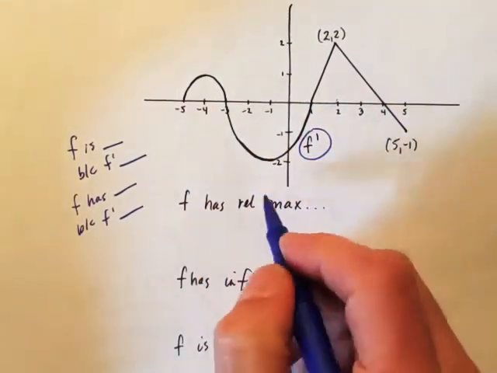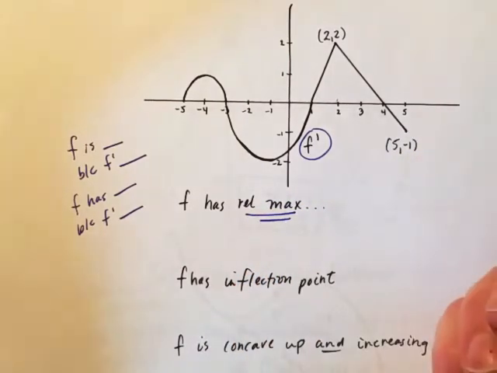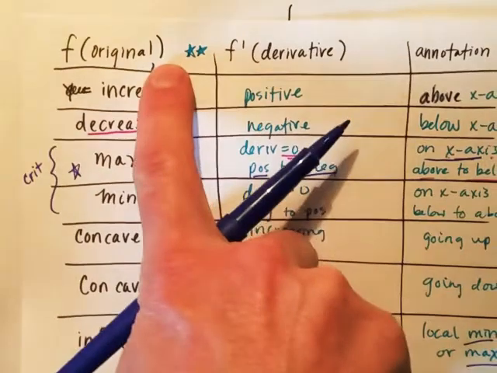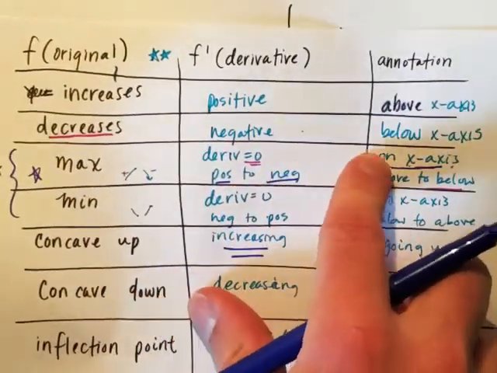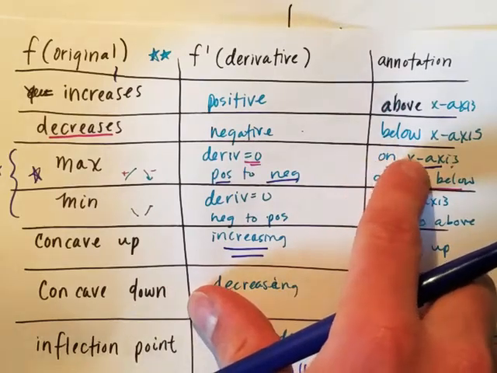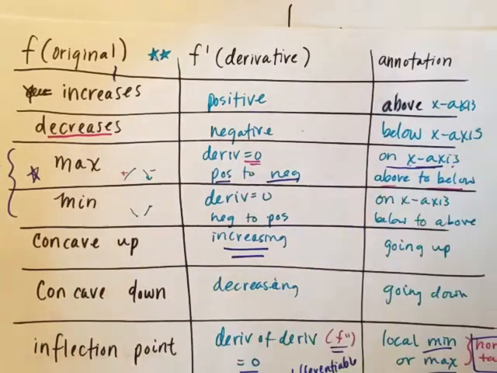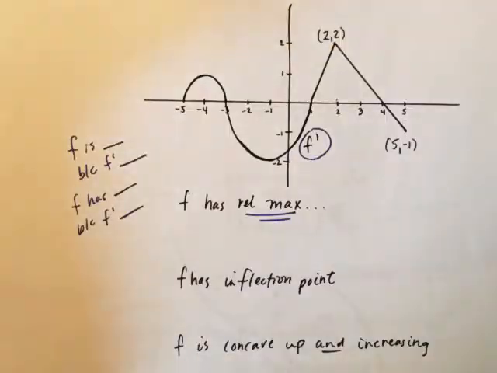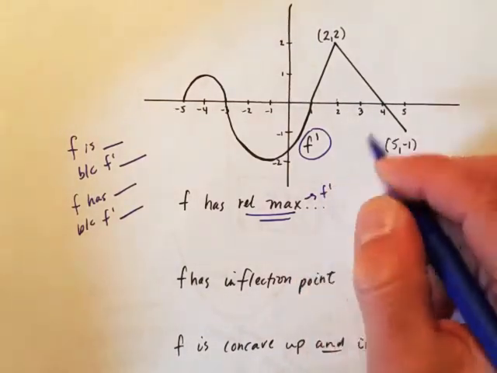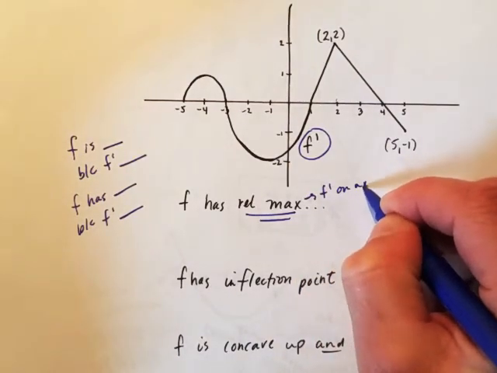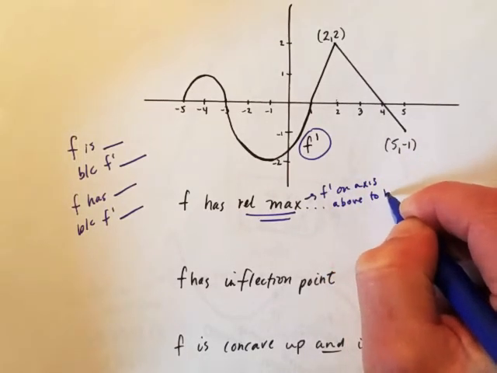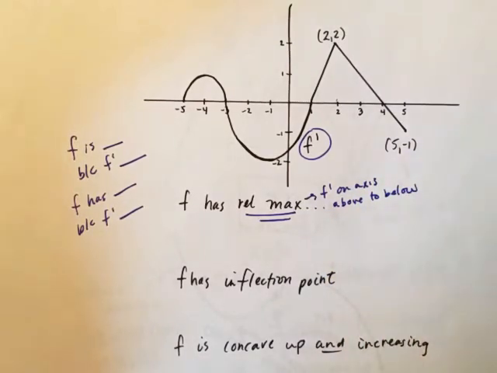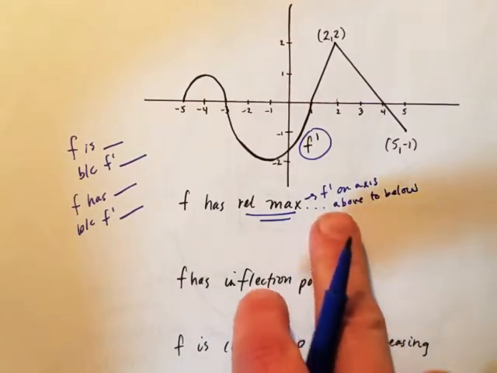So we have to find where f has a relative max in this problem. So if I once again look to see where f has a relative max, that means my derivative is 0. All right, so f prime is going to be on the x-axis, and it's going to change from above to below. So f prime is going to be on axis. This is my annotation, and I'm looking for above to below. I might be a little bit more careful with my justification, but let me just find it first.